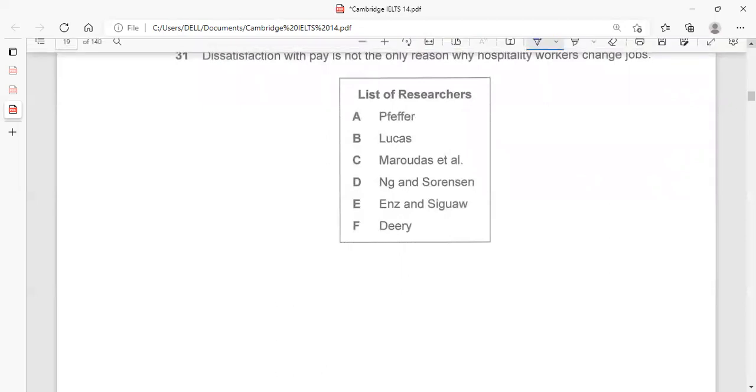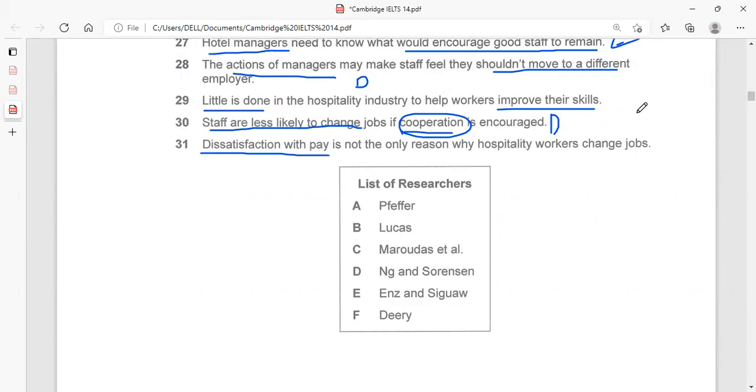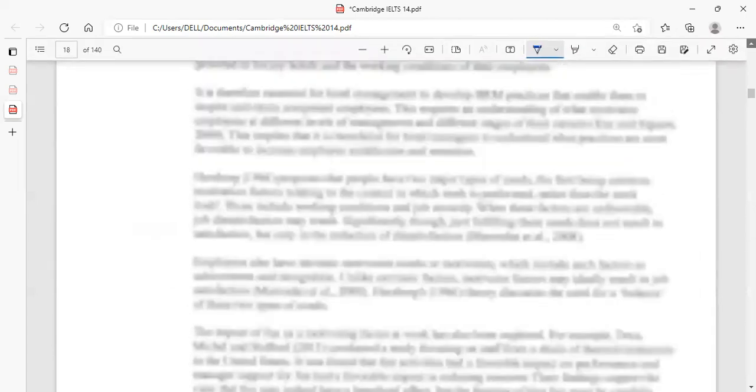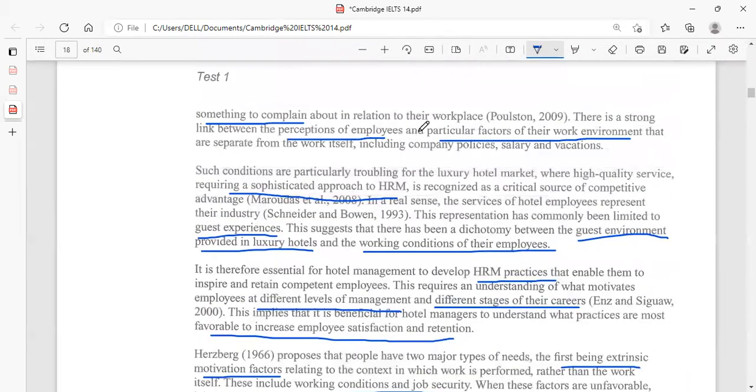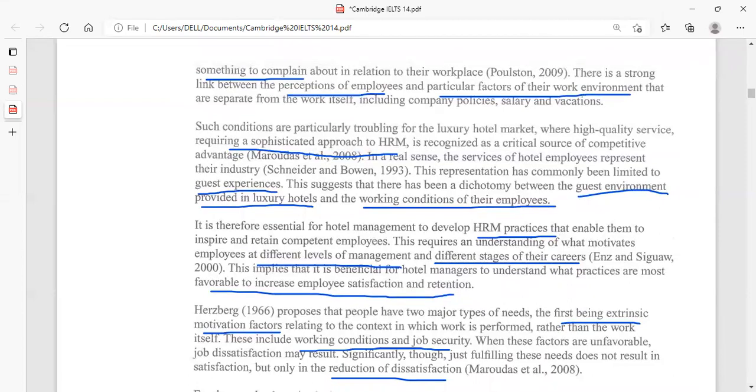Okay, 31st one. Dissatisfaction with pay is not the only reason why hospitality workers change jobs. Who said this? I think here somewhere with salary, right? This one: there is a strong link between the perceptions of employees and particular factors of their work environment that are separate from the work itself, including company policies, salary, and vacations. This one, yeah. Dissatisfaction with pay is not the only reason.